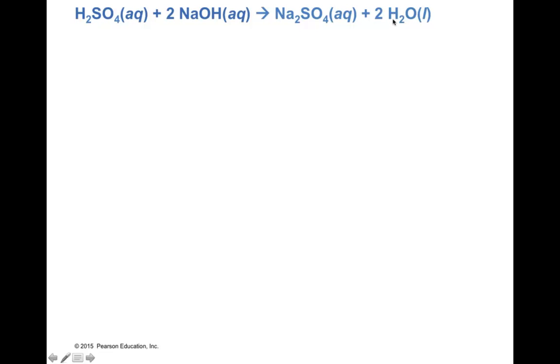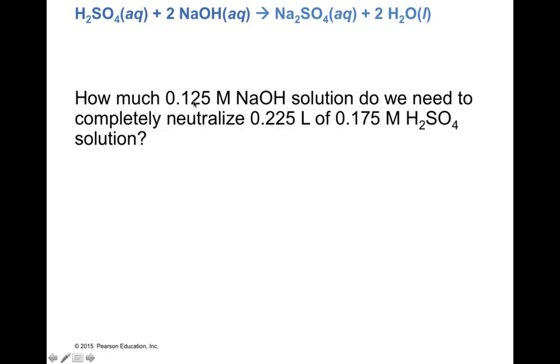Now, the question is, how much of 0.125 molarity sodium hydroxide solution do we need to completely neutralize 0.225 liters of a sample of 0.175 molarity sulfuric acid? So here we have the initial volume. The volume that we have here is of sulfuric acid.